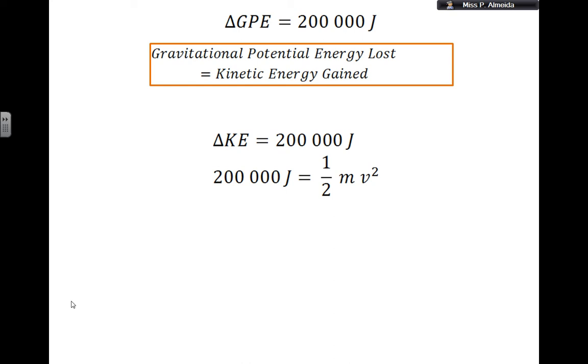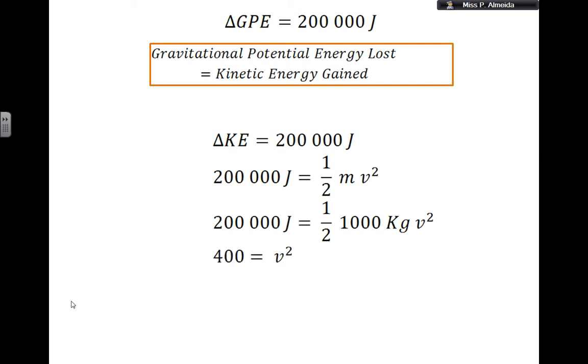So I'm going to do the following. I get 200,000 joules equal to the formula for kinetic energy, 1/2 times the mass times velocity squared. I can move around the equations if I want, but in here I'm substituting the values. 200,000 joules equals 1/2 times 1,000 kilograms times velocity squared.